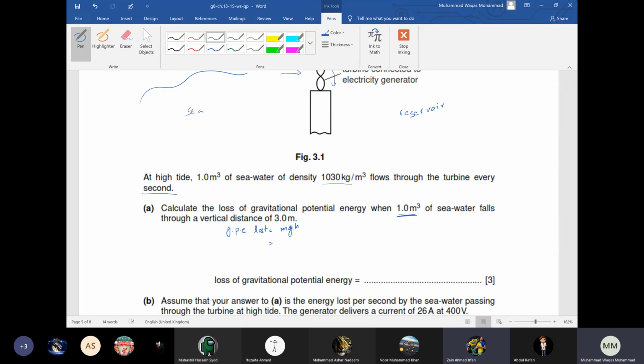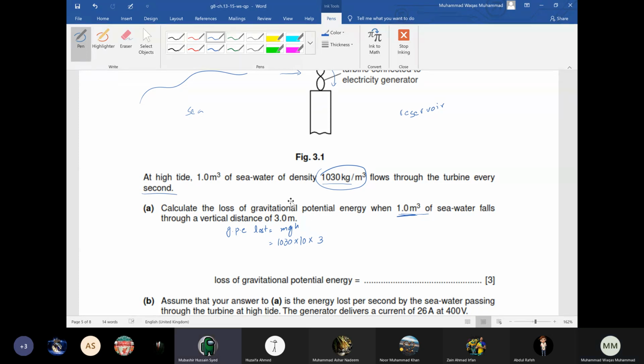1030. Very good. Since we have to extract that information from this, because the density of the water is 1030 kilogram per cubic meter, it means every 1 cubic meter volume of water contains 1030 kilogram of water, right? It says 1 cubic meter of sea water falls. It means what is the mass of the water that falls? 1030. Value of g is 10, height 3. So what answer do you get?